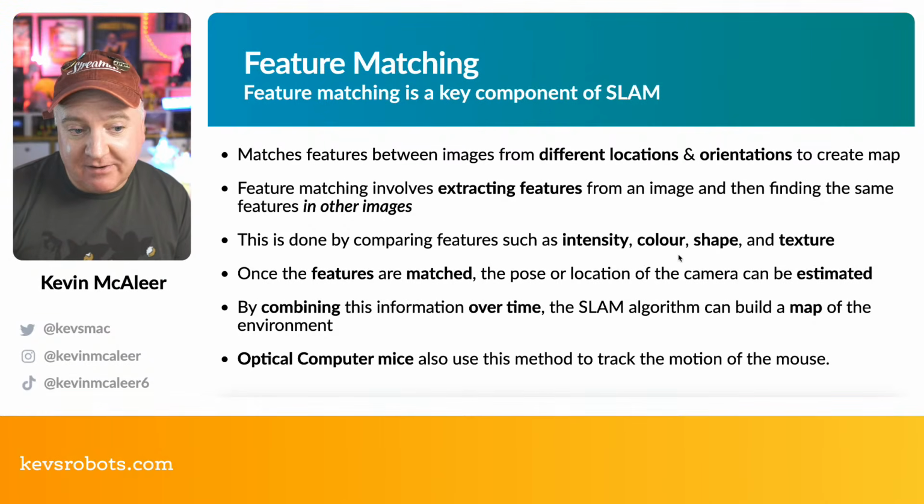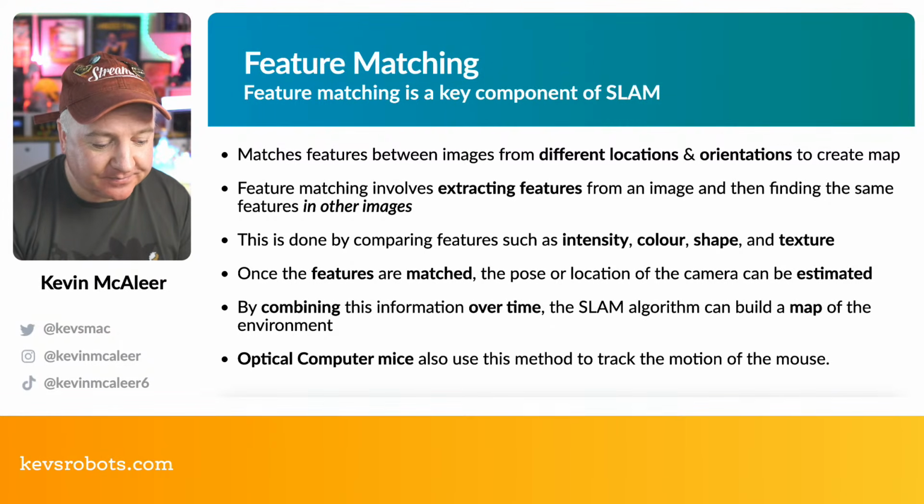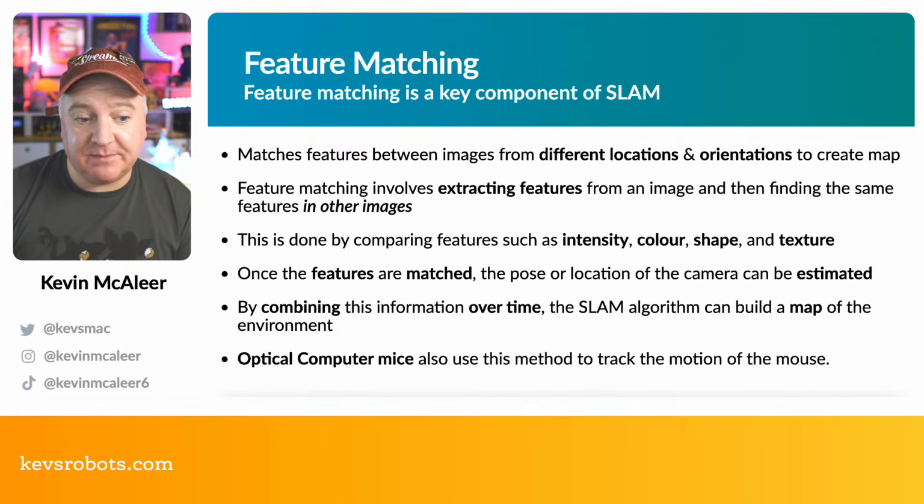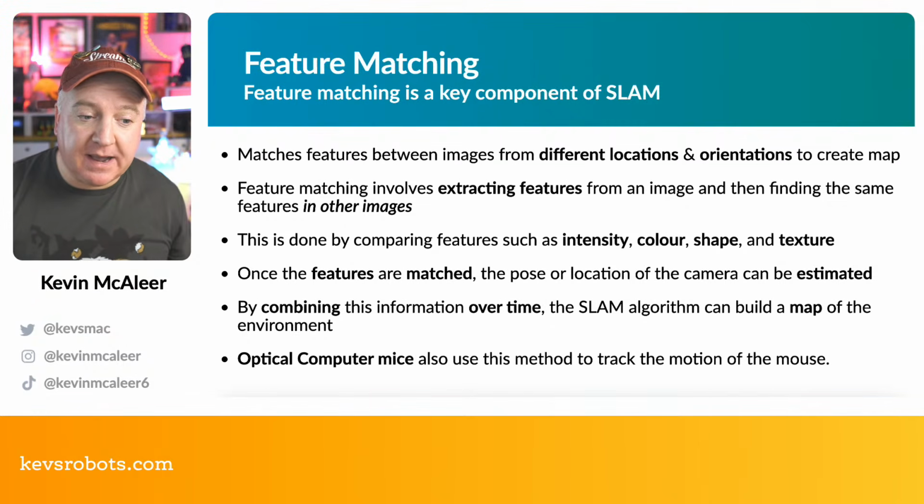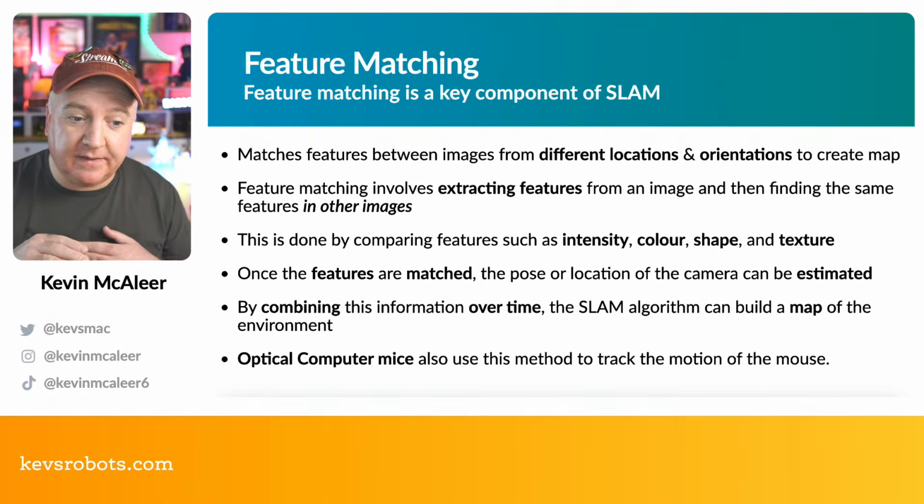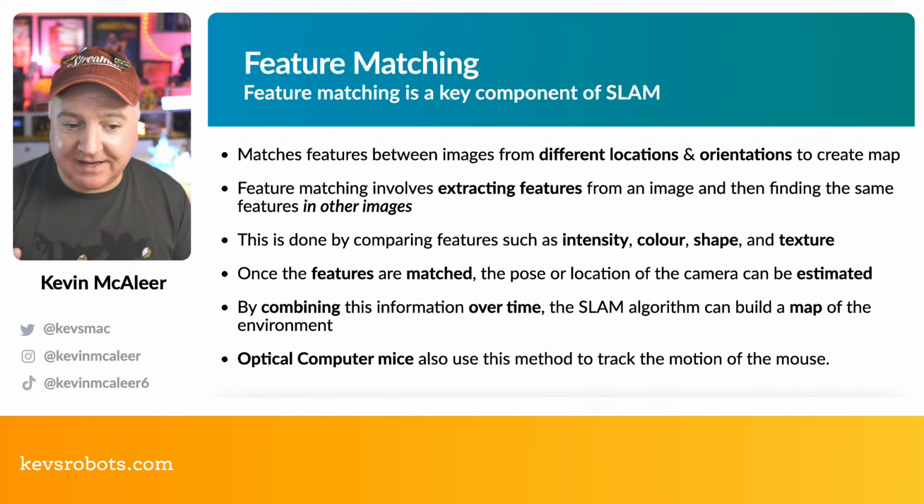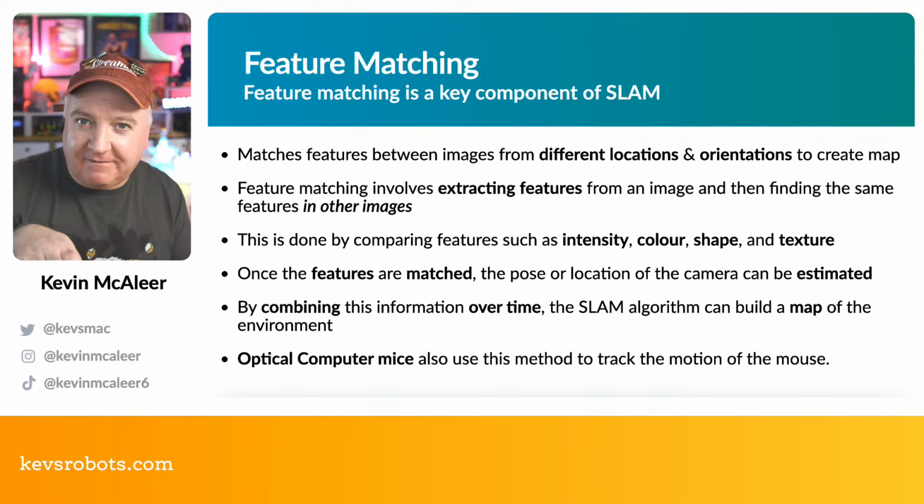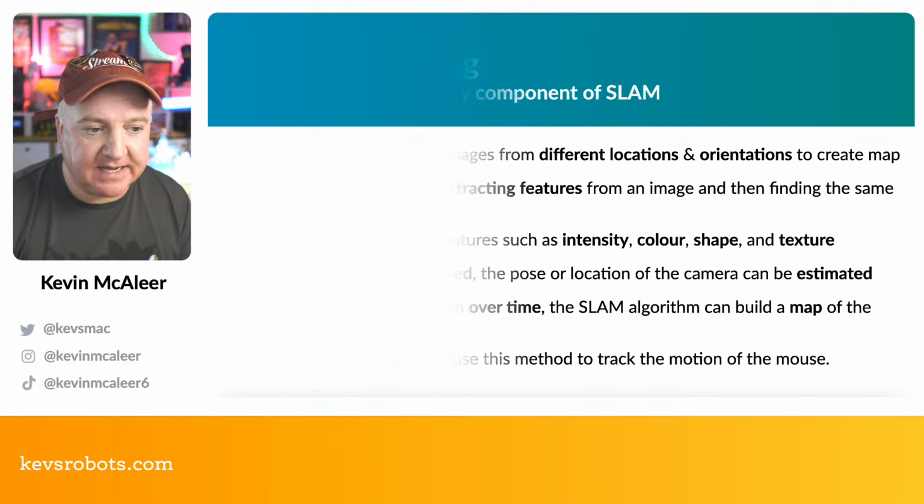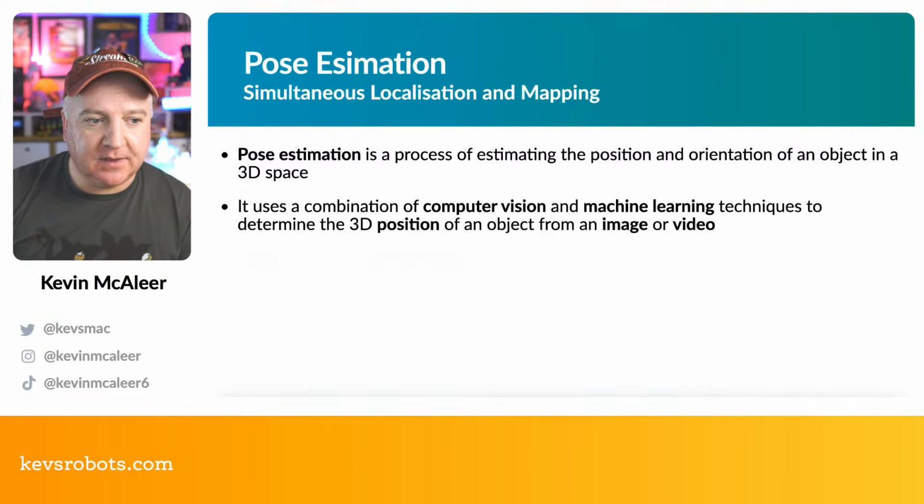This is done by comparing features such as intensity, color, shape, texture, and so on. Once the features are matched, the pose can be updated, or the location on the map can be estimated. By combining these over time, we can use SLAM algorithms to build up a much more accurate map of our environment. Like I said, optical mice use a similar method for tracking where it is and how far and how fast it's moved in each orientation. That just uses an image.